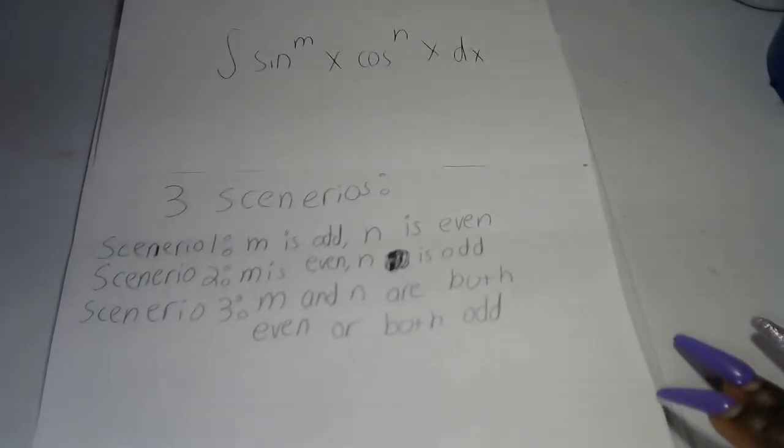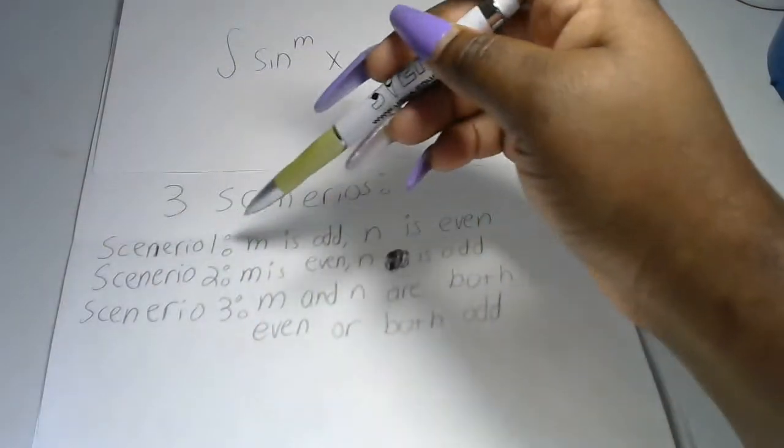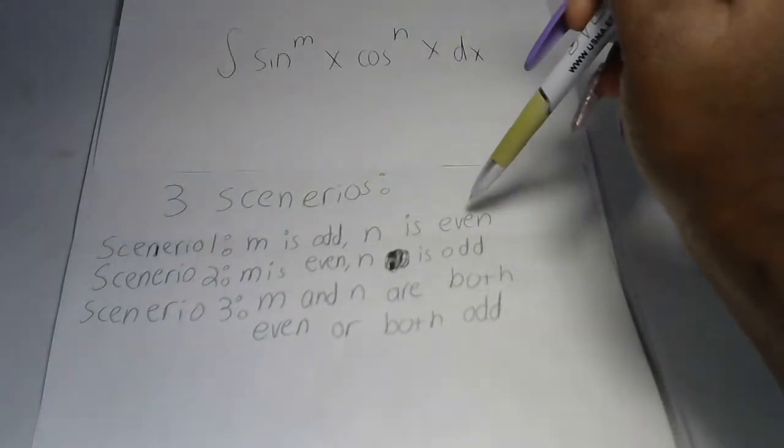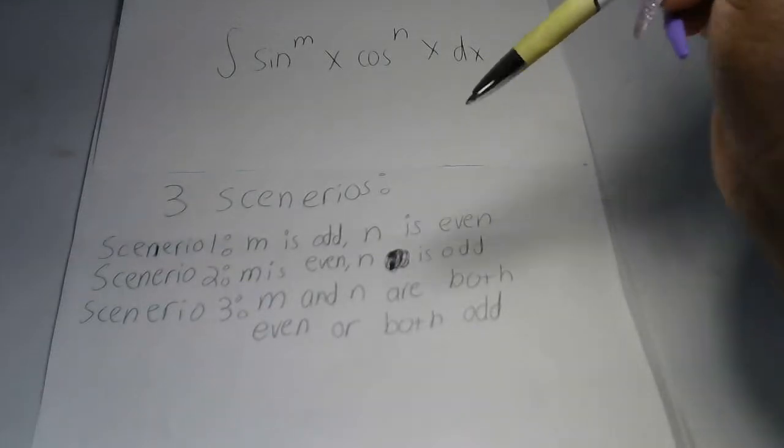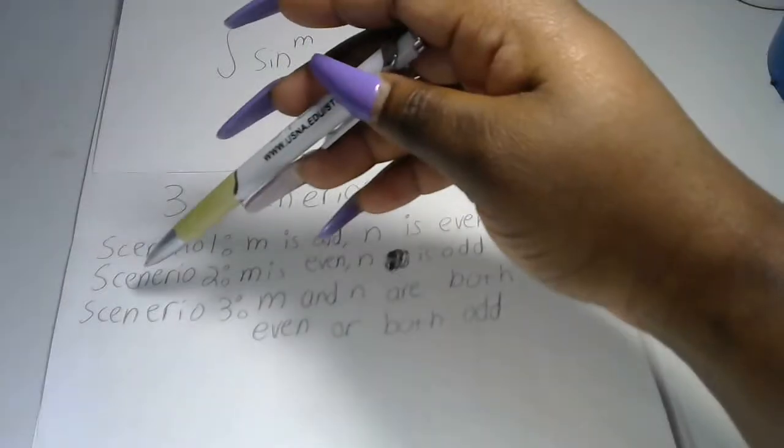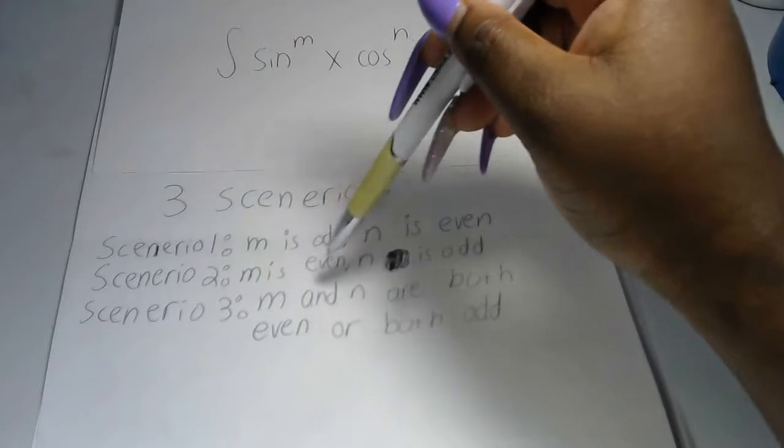In the previous video, I just did scenario 1 where m is odd and n is even. So now in this second video, I'm going to be doing scenario 2 where m is even and n is odd.